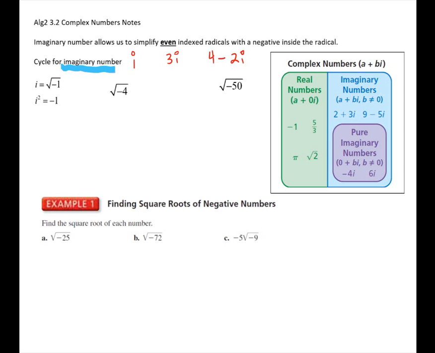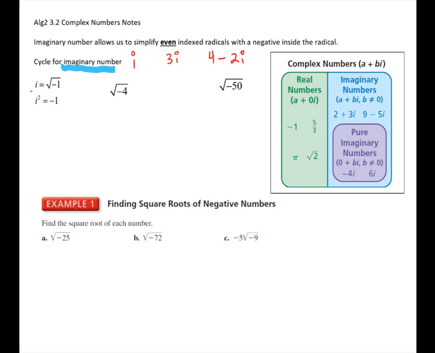So why do we need this imaginary number? Before, when you had something like the square root of -4, your teacher probably told you that the answer was no solution, or that you cannot simplify that. Today, using the imaginary number, we can simplify square roots or any even index radical with a negative inside. That's basically the purpose of the imaginary number.